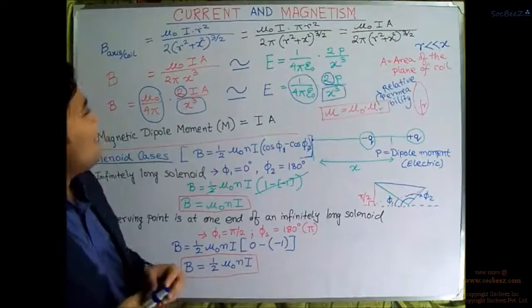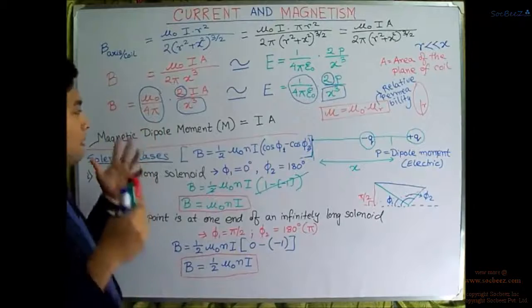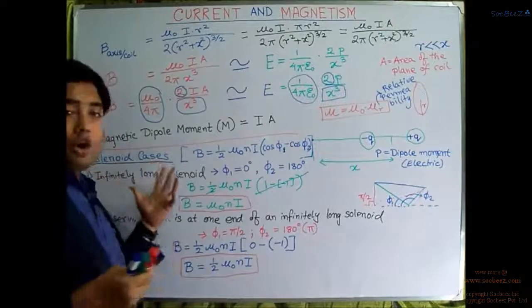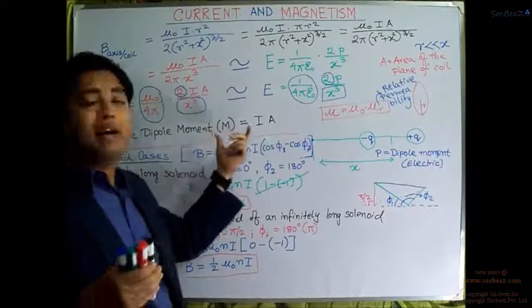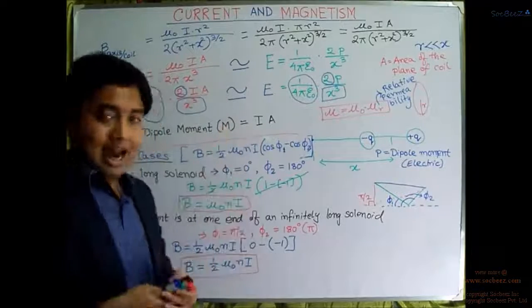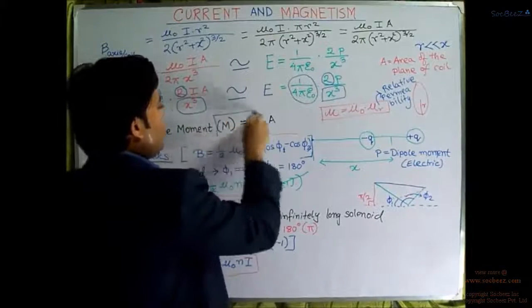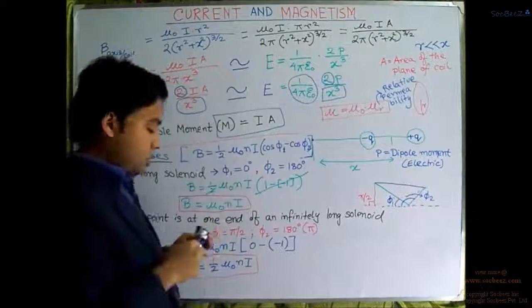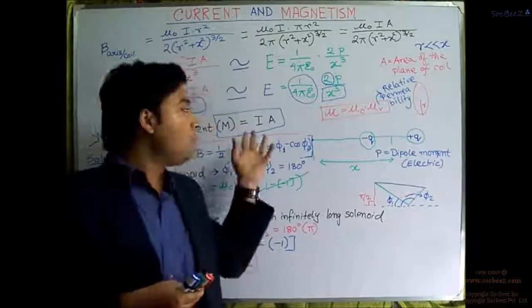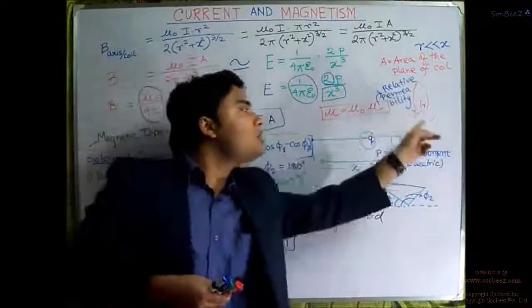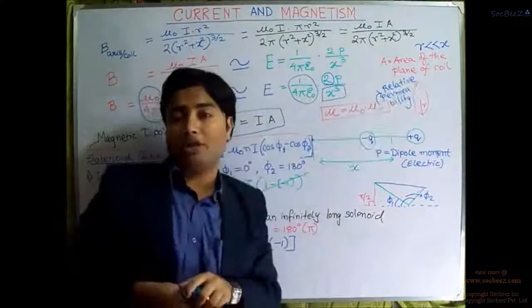So this is all about the special cases or special scenarios of the solenoid, and we have now understood what the magnetic dipole moment actually is, and we have also found the expression for the magnetic dipole moment as the product of the current carried in the conductor multiplied by the area of the plane of this coil, right?